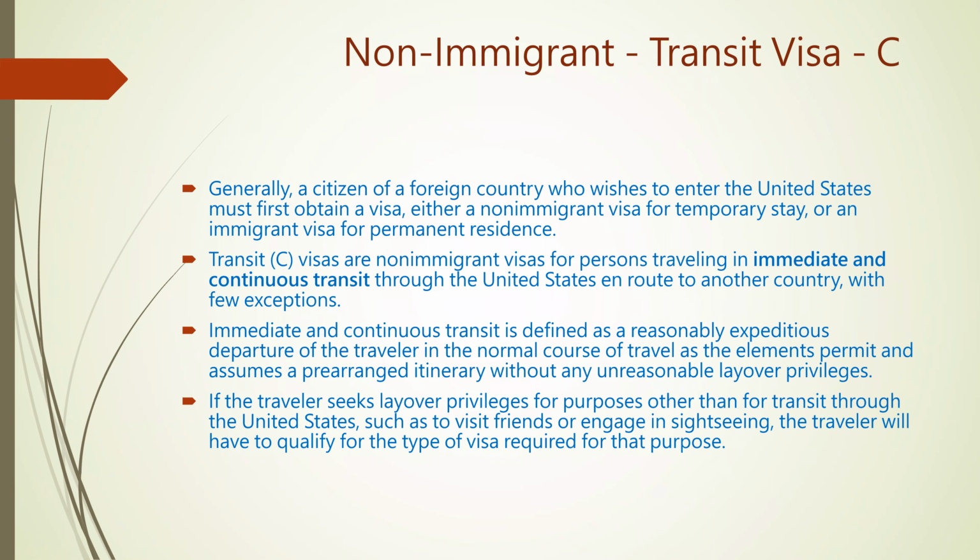Or, for example, someone is traveling on a multinational cruise. They are going to go from India to the US, the US to Brazil, Brazil to Antarctica or something. You are planning to come to the US for 1 day or 1 hour or 1 week, but your purpose of travel is transit, because you are going through countries to reach your destination. So a transit visa means people are going from country to country, and in between, they have to stay for 1 hour or 1 day or 1 week in the US. That is the transit visa. And if you see here, immediate and continuous transit.